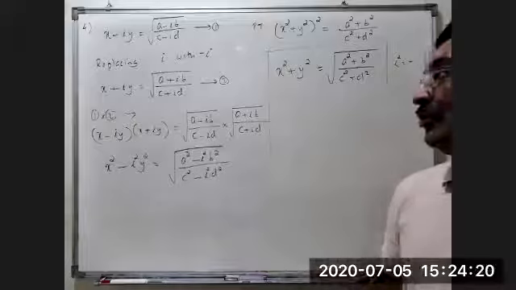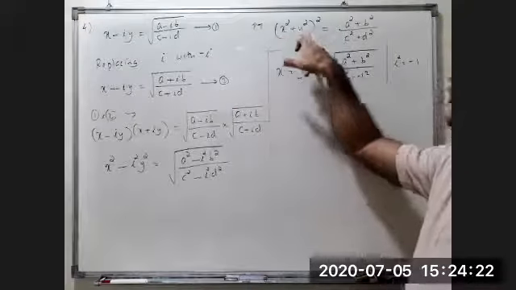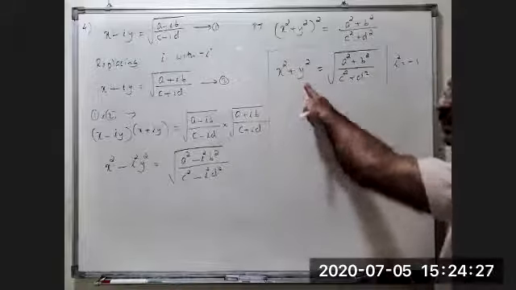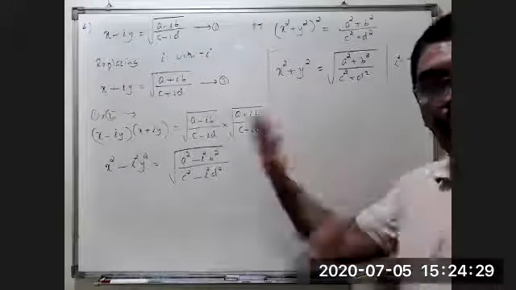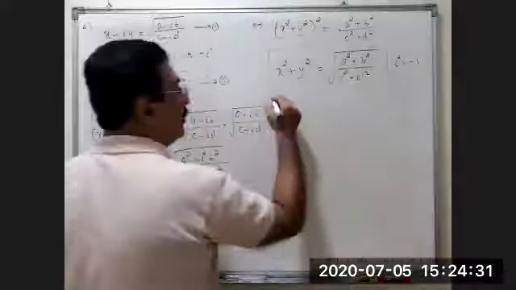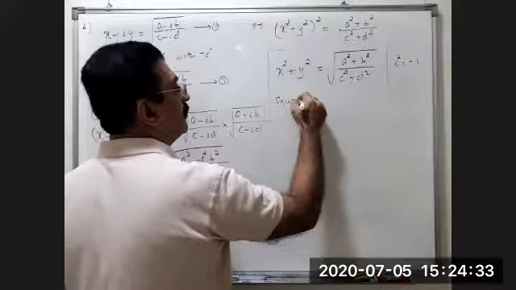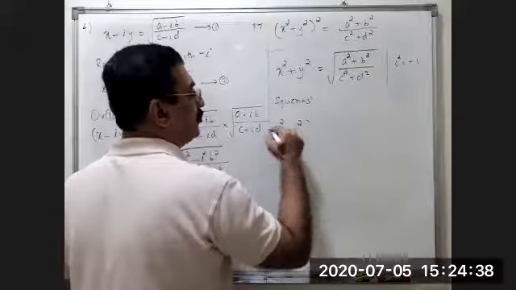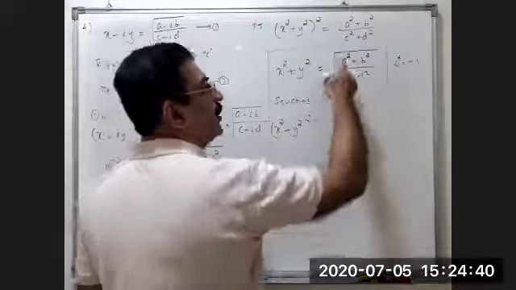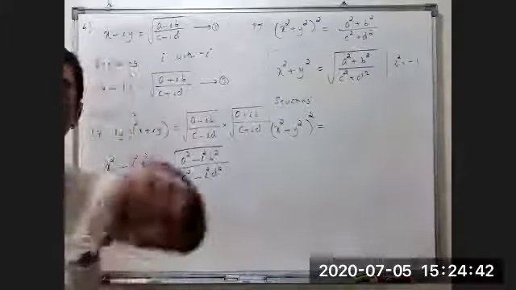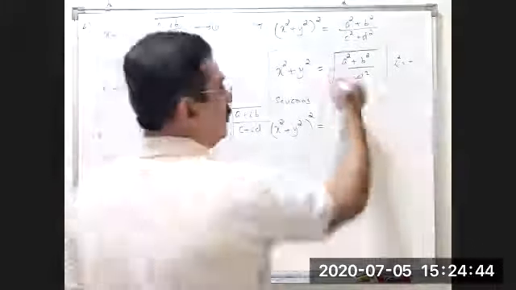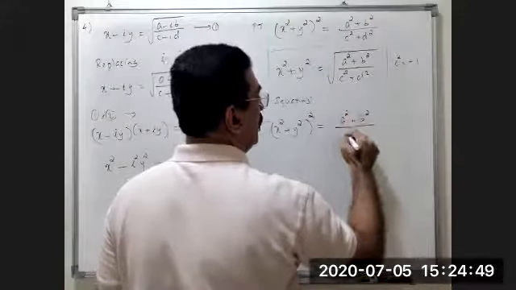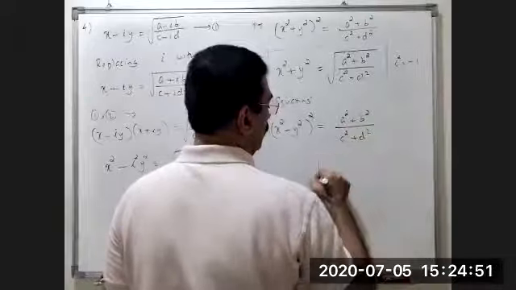What to prove? We need to prove (x² + y²)². We got x² + y² only. So how to get this one? Squaring both sides. Left hand side becomes (x² + y²)². Right hand side, square root: if you are squaring it, the root sign will go. (a² + b²) by (c² + d²). Prove.